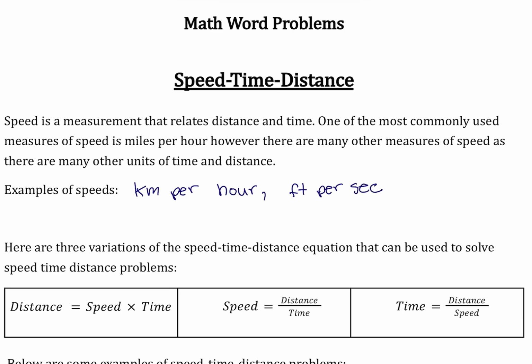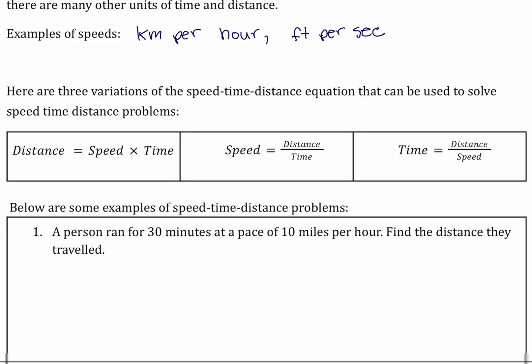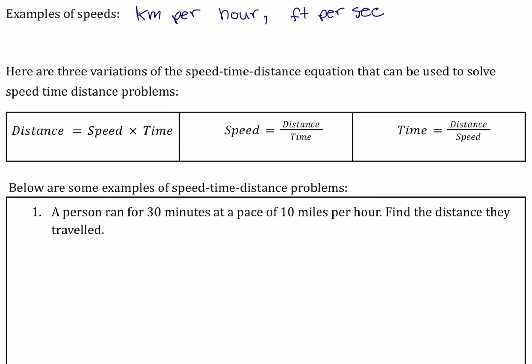There are plenty of other ways to measure speed. As long as you have a unit of distance and then a unit of time, pretty much any combination you can think of could be used as a measure of speed. The speed time distance equation has three variations, and they're actually all the exact same equation, just rearranged depending on which unit you're trying to find. If you're trying to find distance, you'd use the first one. If you're trying to find speed, you'd use the second one. And if you're trying to find time, you'd use the third one.